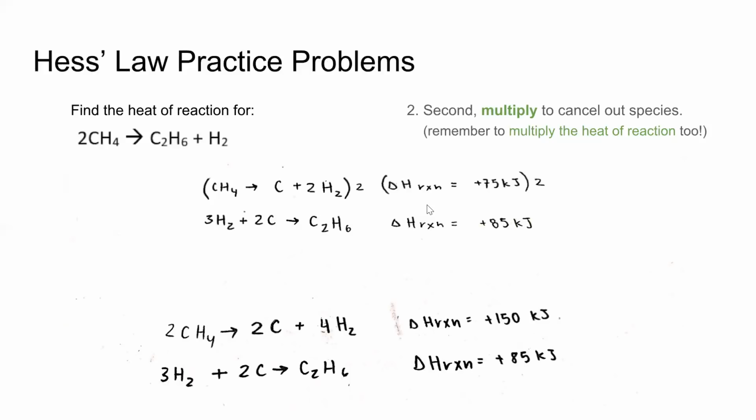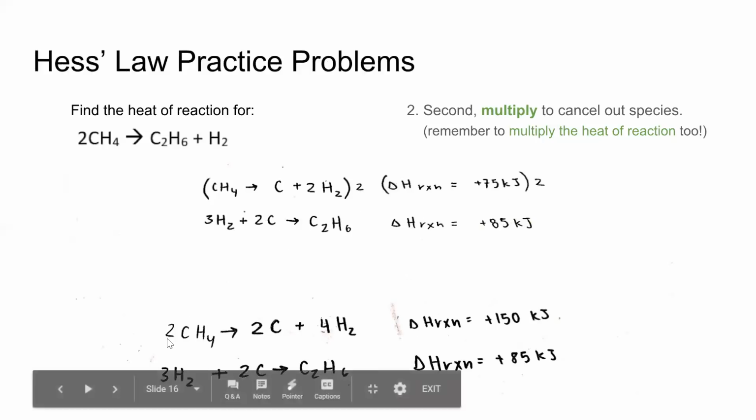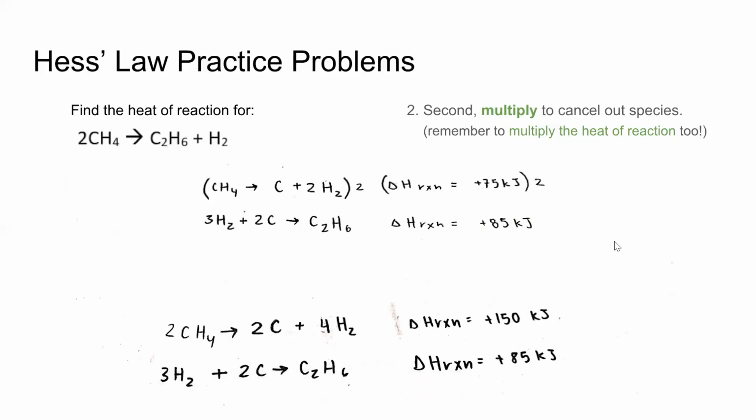Because the delta H of the reaction is only for the equation that we're given. So if you multiply everything by 2, we need to also do the same. When you do that, you should get this equation right here: 2CH4 turns into 2C plus 4H2. And the delta heat of reaction is going to be 150 kilojoules.